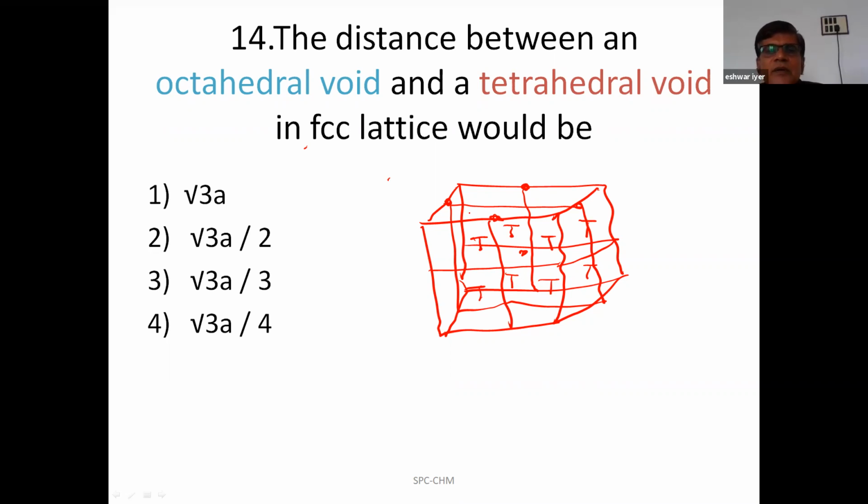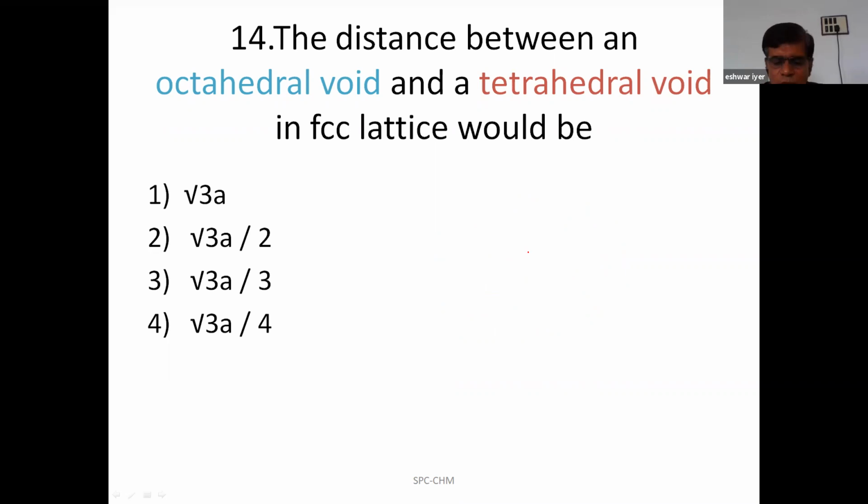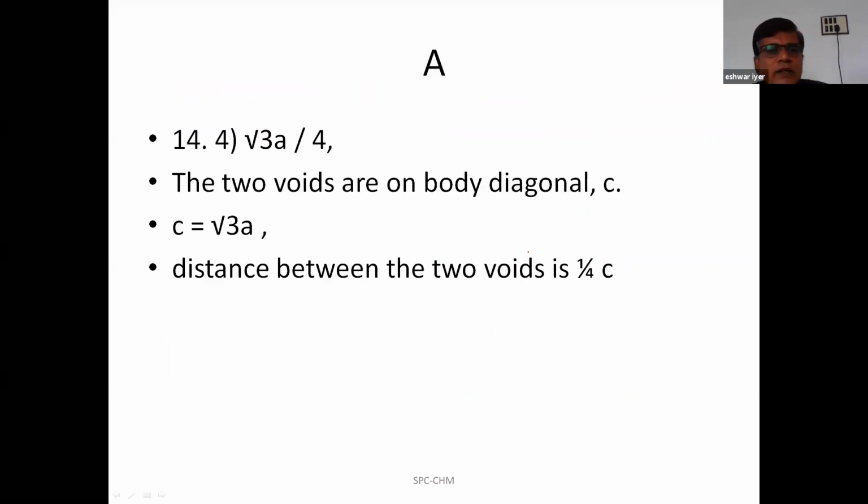Now you have to take the diagonal. Take any body diagonal, and you find both the octahedral void and the tetrahedral voids. We have to find this gap. So now I show you the working. Look at this. The two voids are on the body diagonal C.